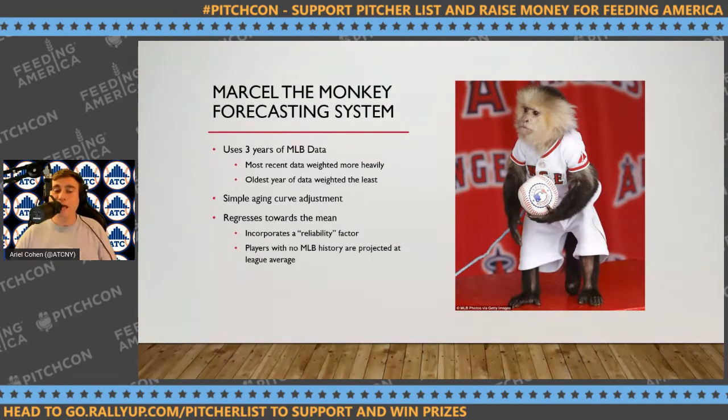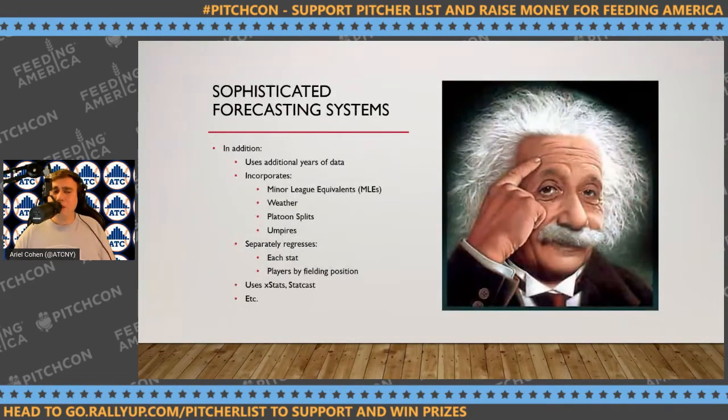And you know what? This forecasting system was actually pretty good. It gets you like 60 to 65% of the way there. So the bare minimum really just gets you there with these three simple principles. Okay? If you're sophisticated, which a lot of other projection systems are, you're going to do other stuff on top of that. And it's going to get you a little bit more accuracy.